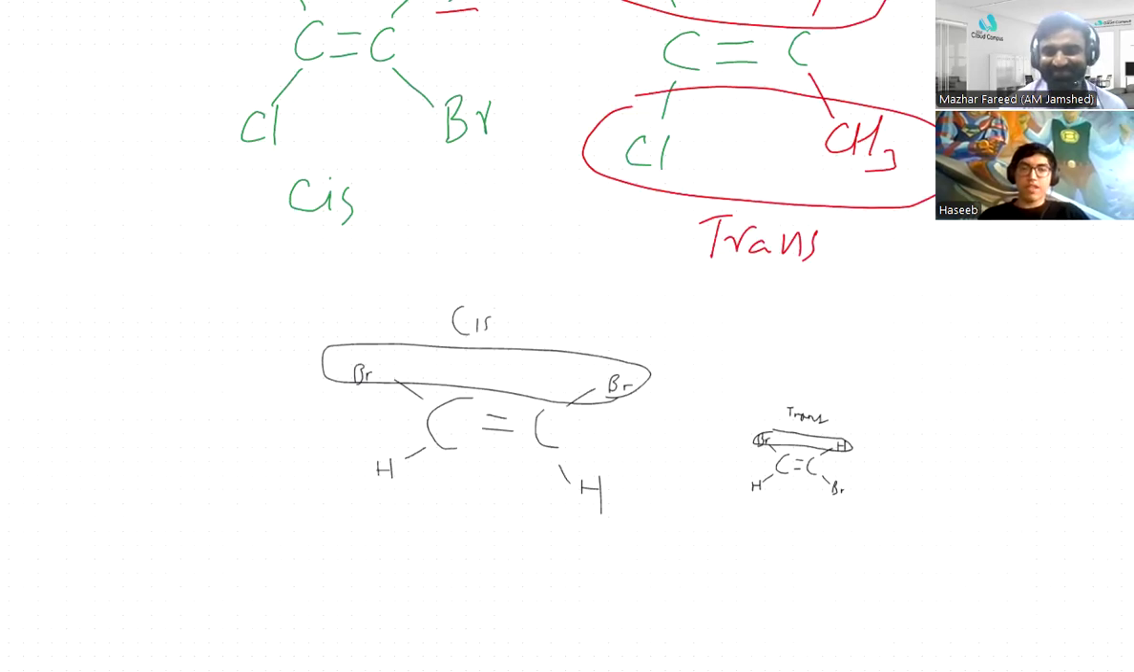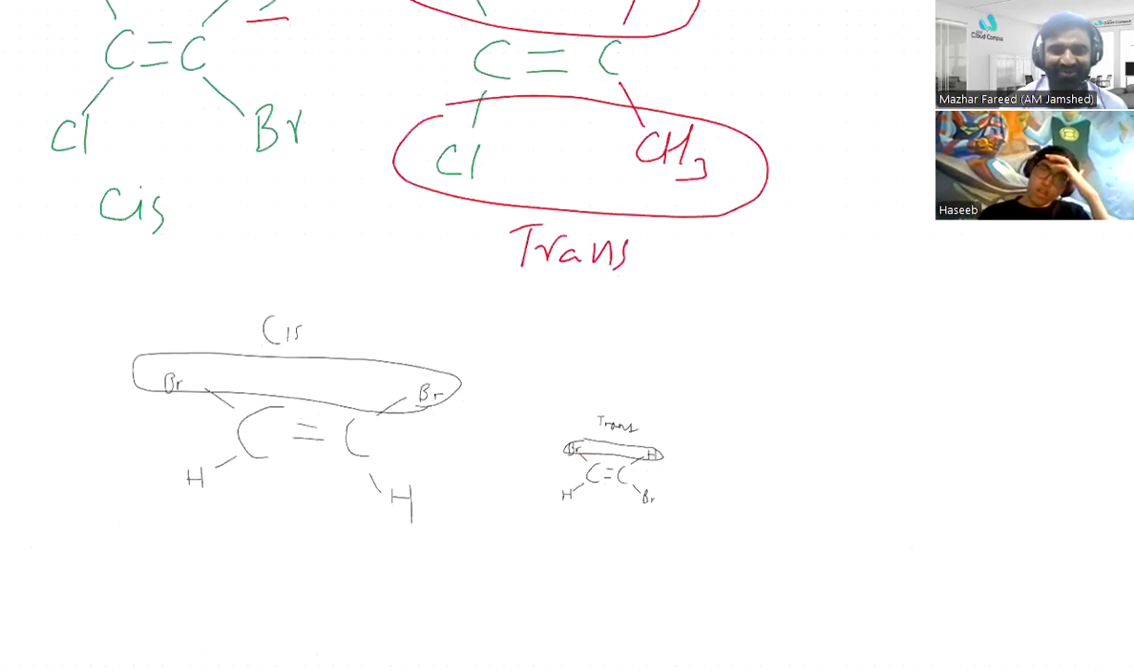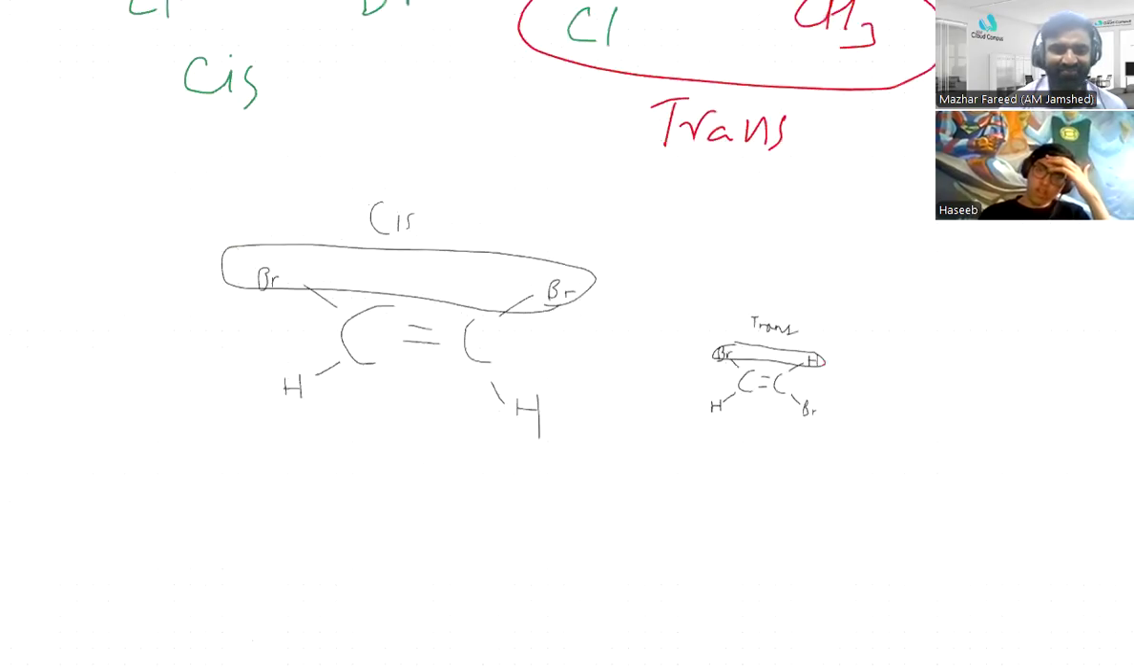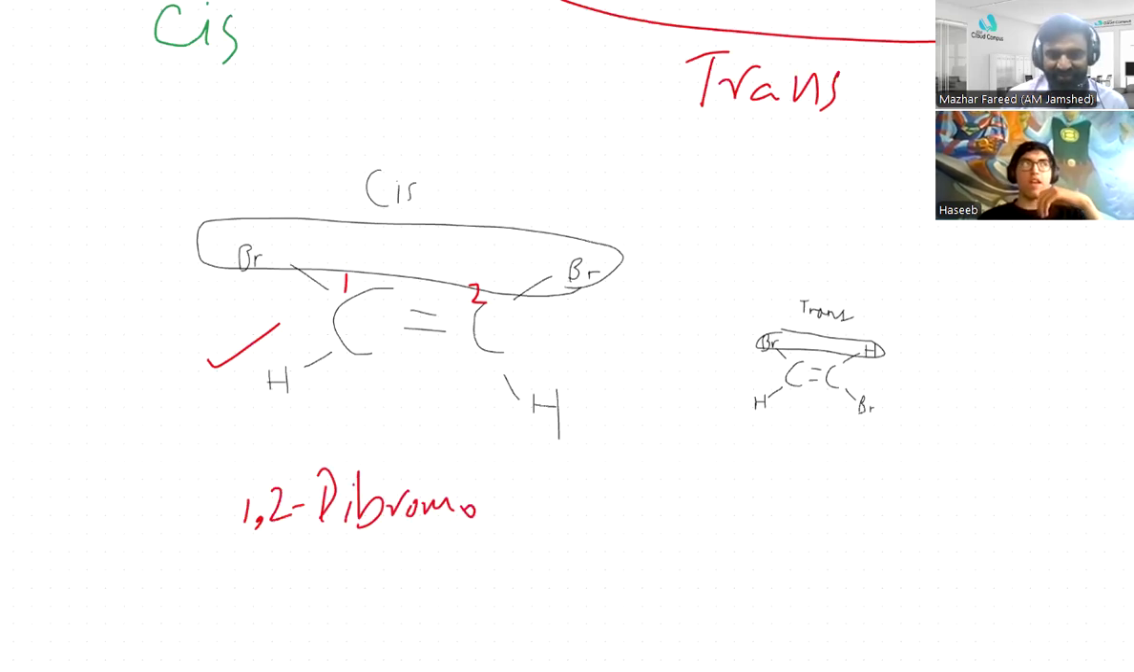The names. Okay. If you want to give the name of this, is it cis? You have to place bromo, numbering firstly. So you can write here 1, 2, cis dibromo, 2 carbon, ethene. Is it clear? Yeah. So it is the name of this compound.